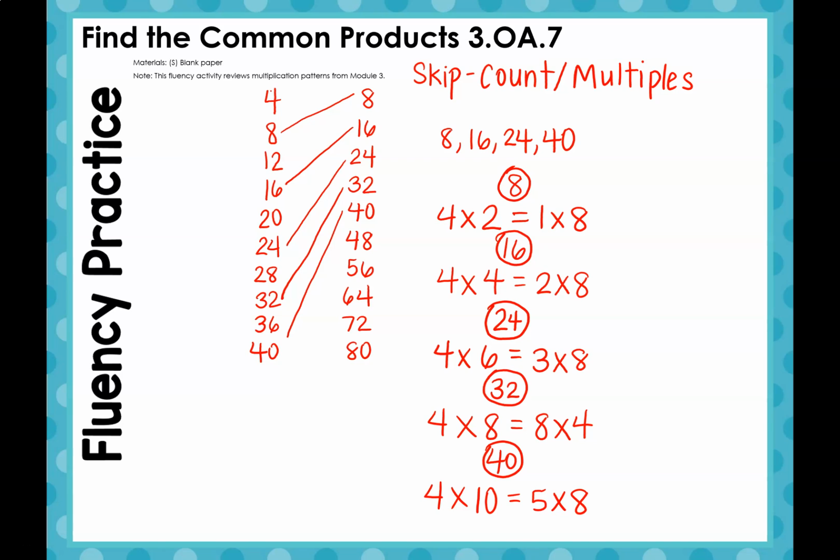Okay, so all we're looking at here is we're finding the common products, the common multiples that 4 and 8 have in common. That'll be important for today's lesson. So good job following along. You can go ahead and erase if you're working on a whiteboard, or you can just move on to the next line if you're using a blank sheet of paper.